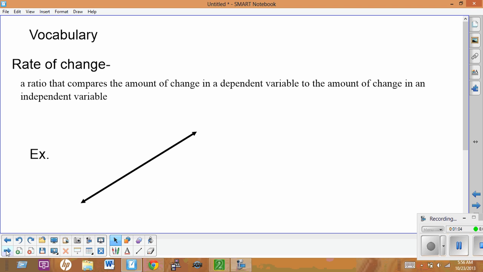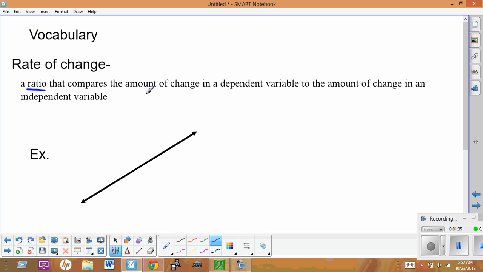Okay, vocabulary. Again, this needs to go in your notes, and remember you might have to pause the video to copy the definition down. So rate of change, what is it? Well, the rate of change is nothing more than a ratio, okay, it's a key word, a ratio that compares the amount of change in a dependent variable, so a variable that depends on something, to the amount of change in an independent variable. An independent variable could be anything, any value.